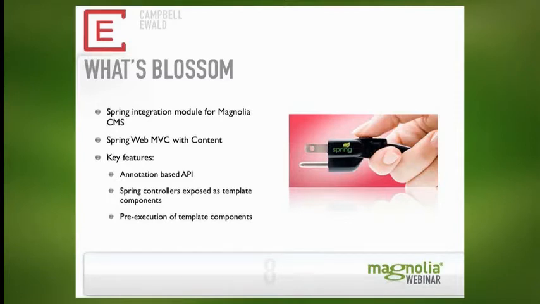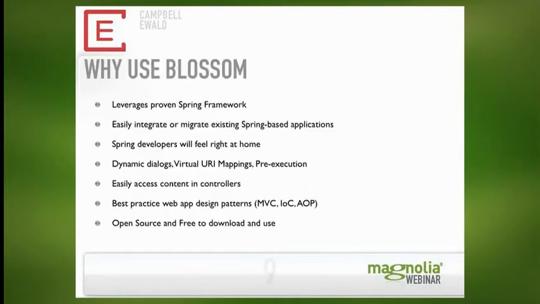This means that you can leverage your skills in Spring and take the application you already have and run it in Magnolia. The dialogues that your content editors interact with are built by code, and you write that code in annotated methods on your controllers. So everything is in one place. The virtual URI mappings is a URL rewriting mechanism that's also configured using annotations.